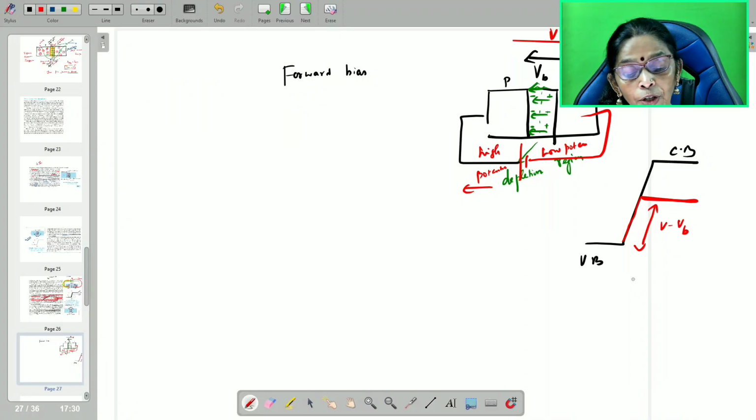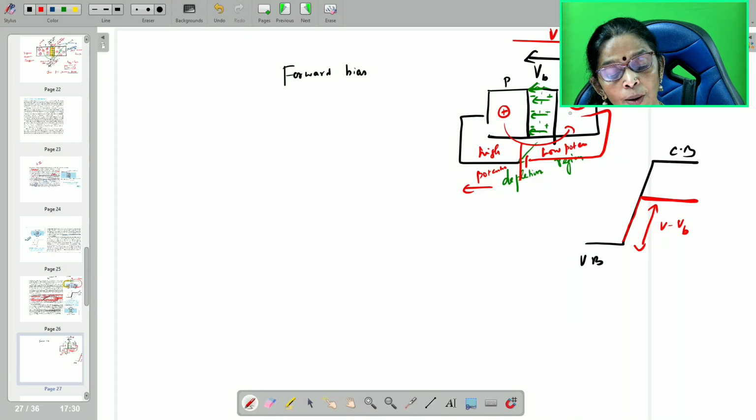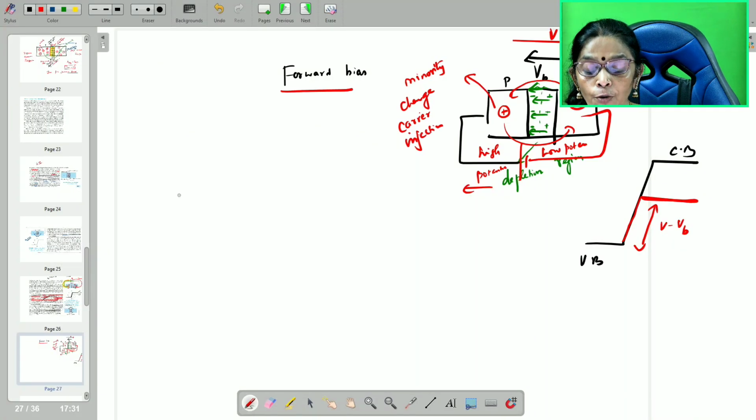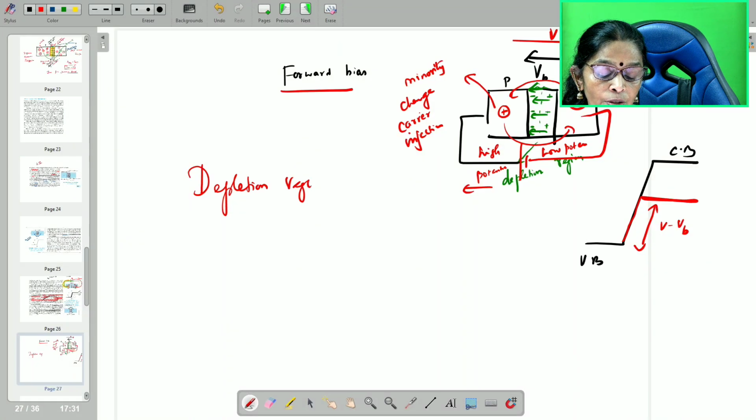So it reduces here. Therefore the electrons from the N side move towards the P side and the holes from the P side move towards the N side, which increases the number of minority charge carriers, and this process is called minority charge carrier injection. So in forward bias, what happened to the depletion region width? The depletion region width decreases.